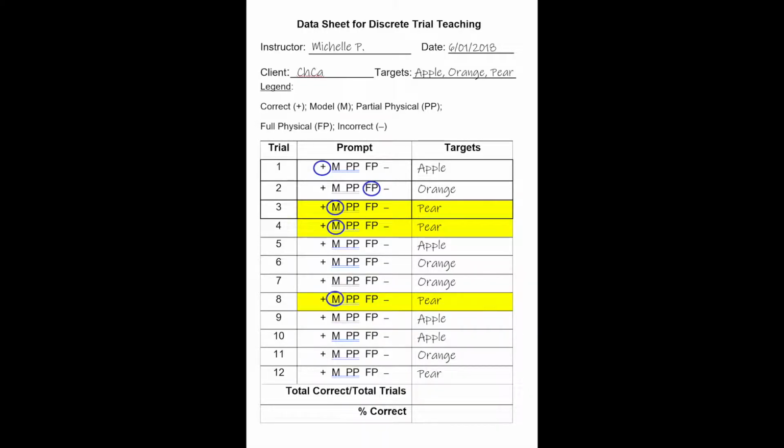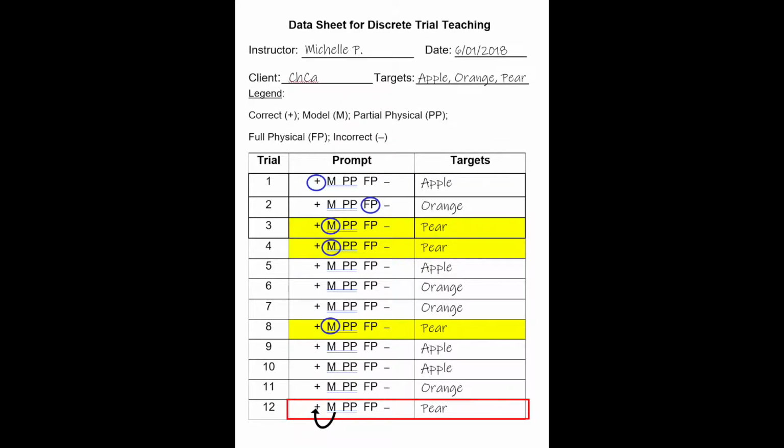For example, if the client required a model prompt for touch pair on trials 3, 4, and 8, during the next trial that she ran the target, let's say trial 12, the RBT could attempt to fade the prompt to a less intrusive prompt. In this case, it would be an independent opportunity, since that is the next least intrusive.